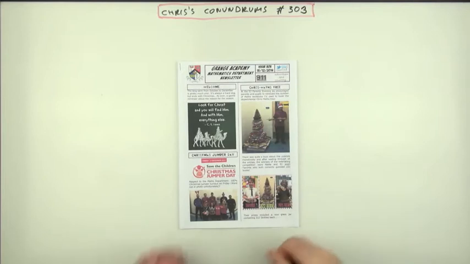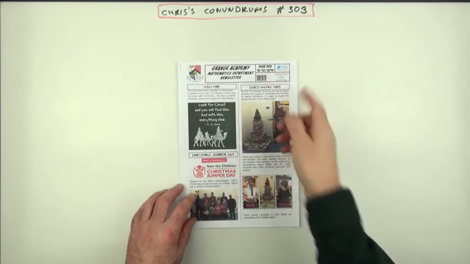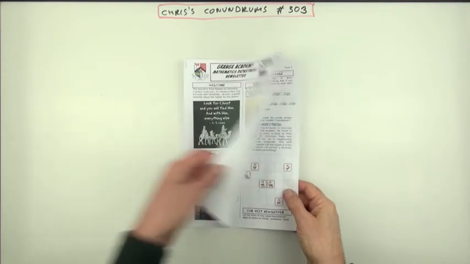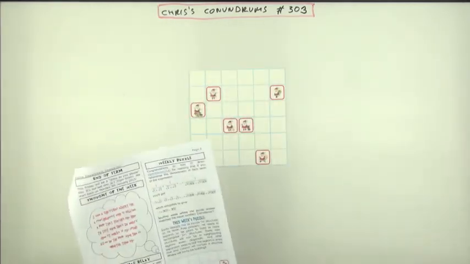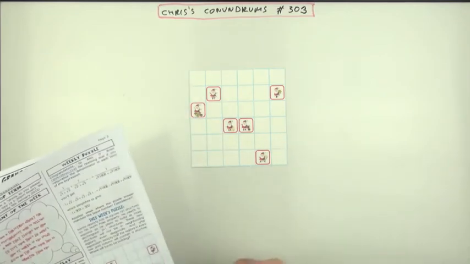And here it is, issue 303. Looks like it was the last week of term and it's the Christmas edition. So what have we got for the puzzle this week? It's a grid placement problem. What does it say then?